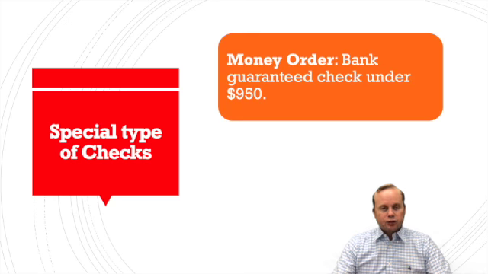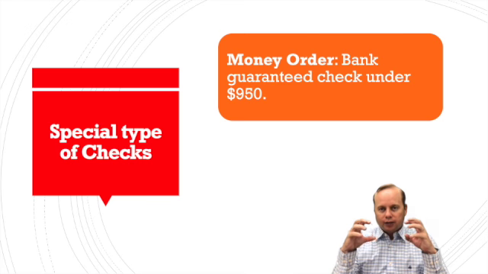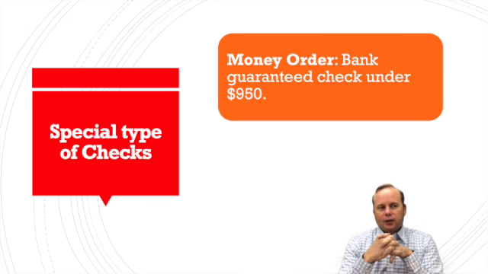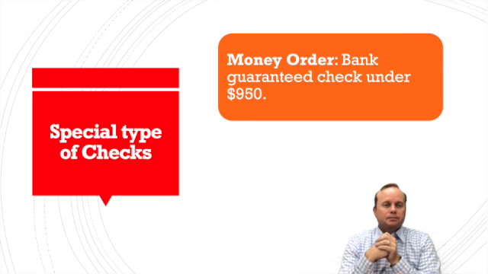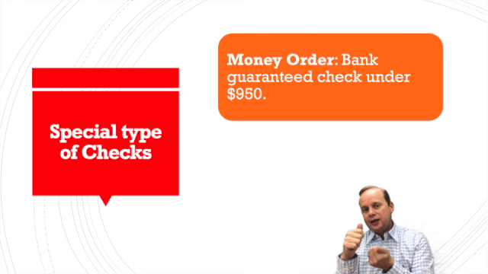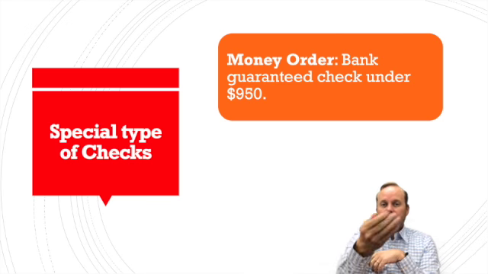Here's our special types of checks. Money order. This is essentially a glorified check that money comes out of your account immediately. So let's say I wanted a money order to pay for that laptop. I could go to my bank, get a money order. They would take the $900 out of my account and give me the money order. Then I could give you the money order.